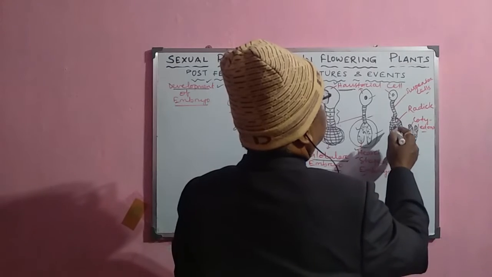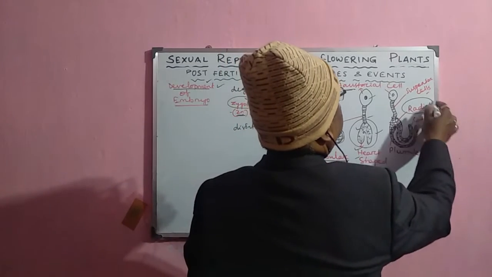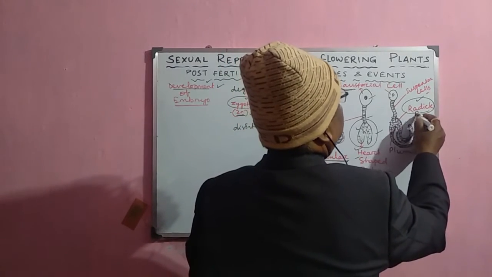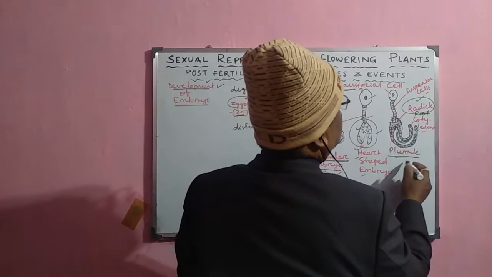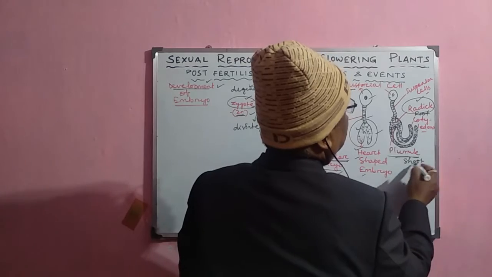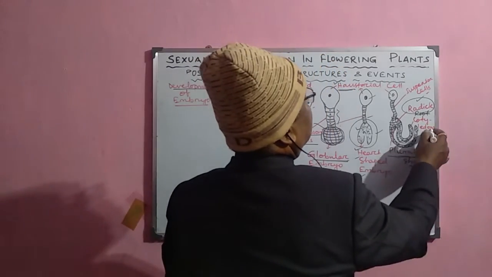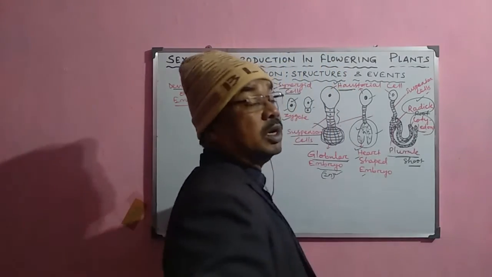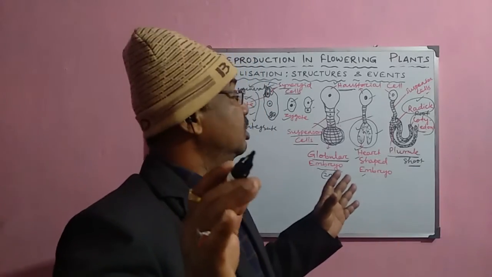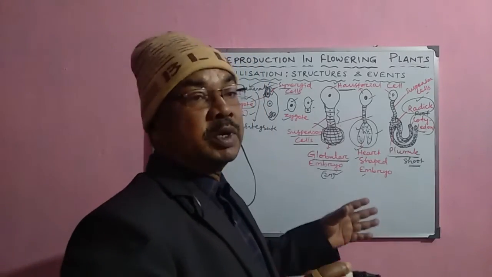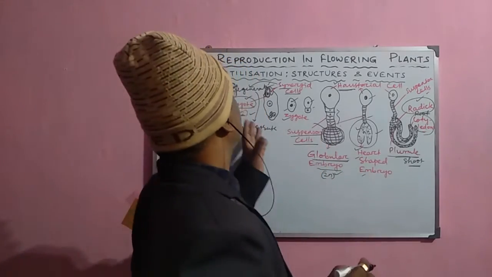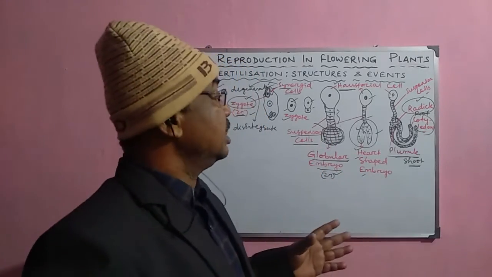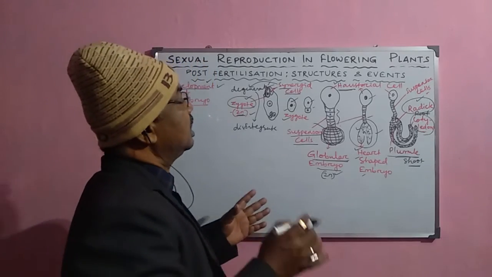And after that, this embryo develops the radicle, which later on develops into the root, and the plumule, which develops into the actual shoot of the plant. Now these are the cotyledons, which normally supply the reserve food material to the developing baby plant. So these are the different parts which are developed from the zygote, and this is called the development of the embryo.